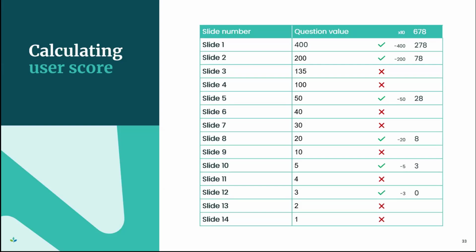So when you total the values of all of the questions marked as correct, we'll get our score of 678. So that's 400, add 200, add 50, add 20, add 5, add 3. And so when we import a score of 678 into Totara, this will be marked out of 100, which will give us a score of 67.8.